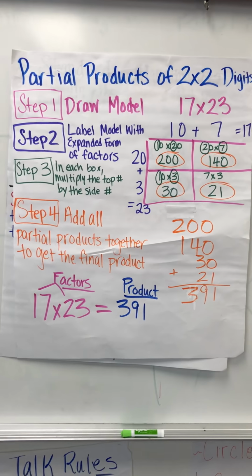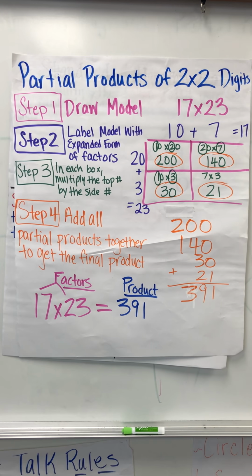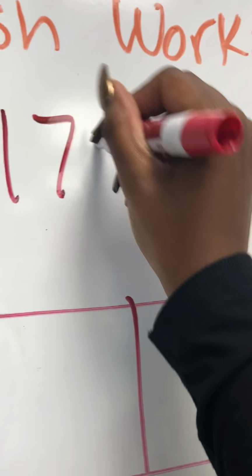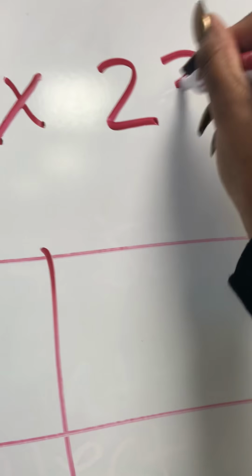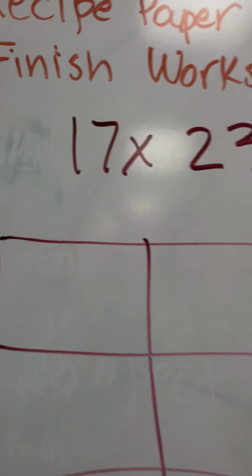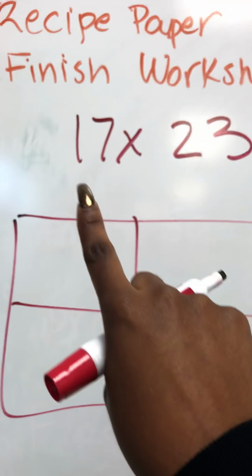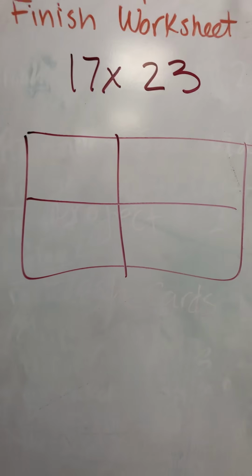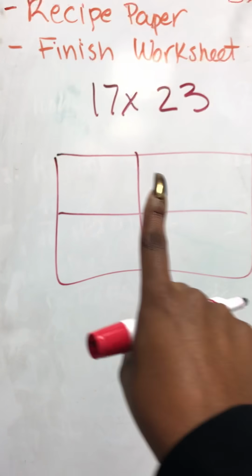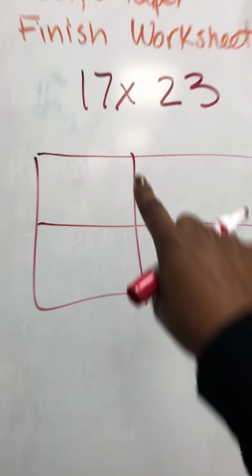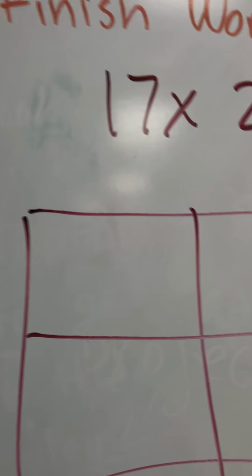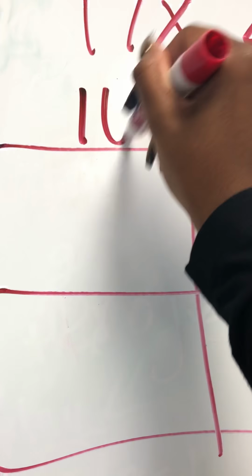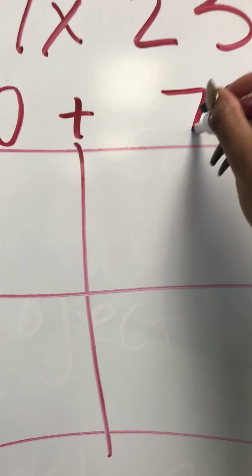Step 2, I'm going to label my model with expanded form of the factors. So factors are the 2 numbers or however many numbers you are multiplying by. So 17 times 23, 17 and 23 are both factors. I'm going to write these numbers in expanded form at the top of my box and at the side. So I'm going to start with the 17. 17 in expanded form, I'm just breaking up my place values, is 10 plus 7.